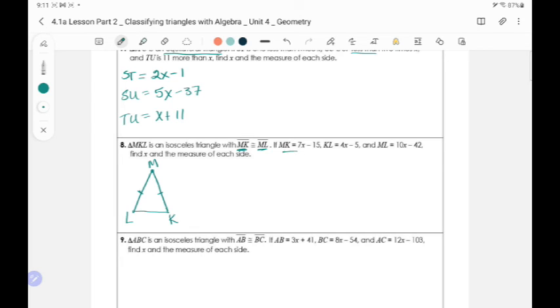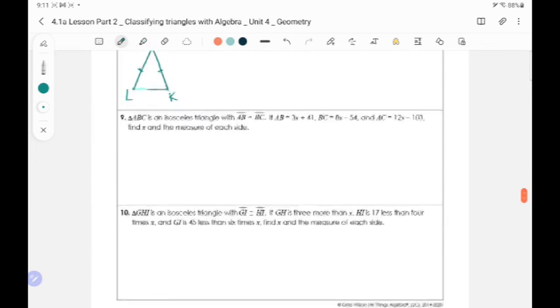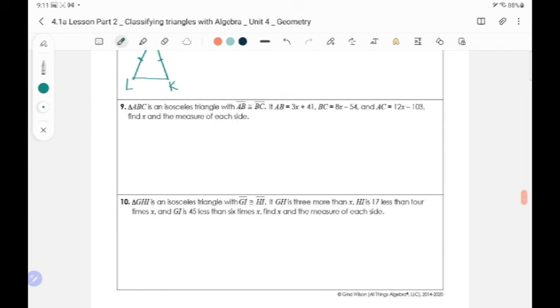And then they gave us the measurements for each side, and now you know what to do. Once you've drawn the triangle, this one is pretty straightforward. You just need to label each side and then find x using the fact that MK and ML are congruent, and then measure of each side. Number 9, triangle ABC is an isosceles triangle with AB congruent to BC. This time I'm still going to let you figure out how to set it up so that you can try on your own, and then finish out the problem, check your work, and see how far you get to finding x and the measure of each side. You will be able to do it. So we already know that.